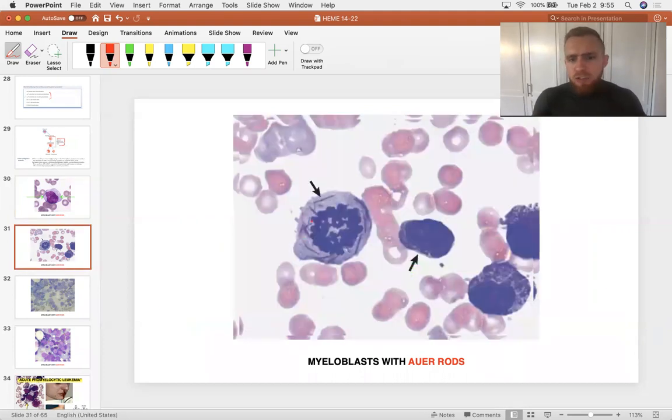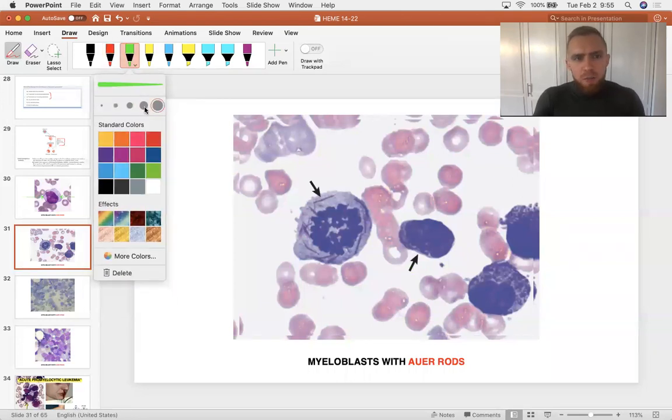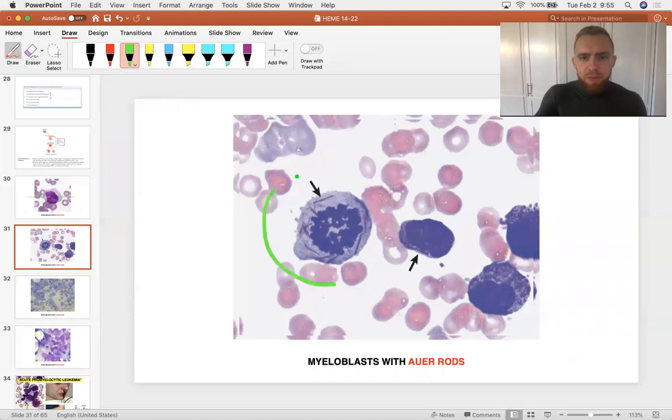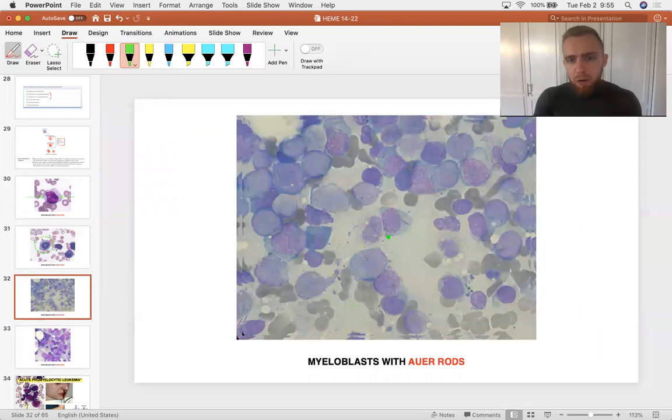Some more Auer rods. Sometimes the cells are just loaded with these things, and then other cells won't have any at all in them. So it's a little bit of a hit or miss finding, but if you look at 50 blasts in a patient with AML, you're just about guaranteed to find some Auer rods.